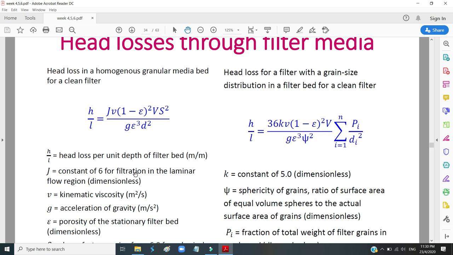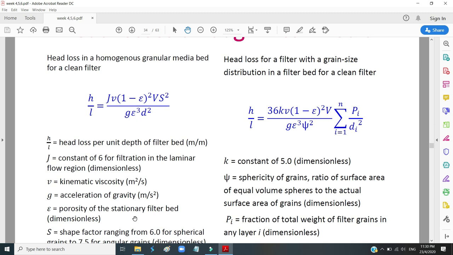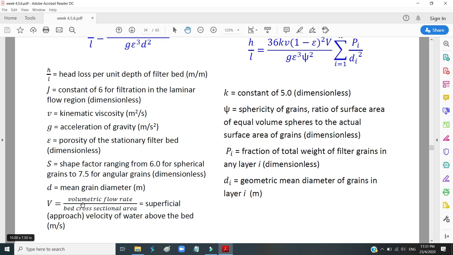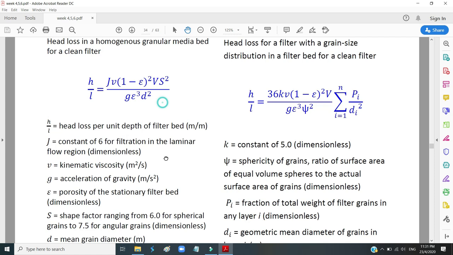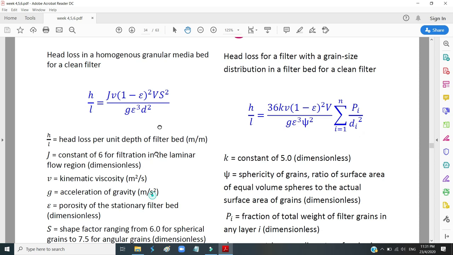And then one minus epsilon, the symbol for the porosity of the stationary filter bed. And for this one also, it's the same thing, one minus epsilon, in brackets squared, and V is also the same thing. This V is different. This V is the kinematic viscosity, and this V is the volumetric flow rate per bed cross-section area. And then G is the acceleration of gravity, which is 9.81. And then epsilon cubed, and you use d squared, the mean grain diameter. Because it is homogeneous, we will use the mean, the average.